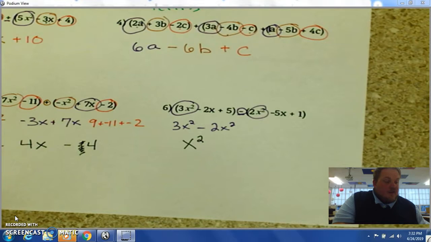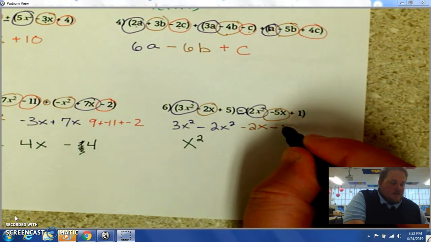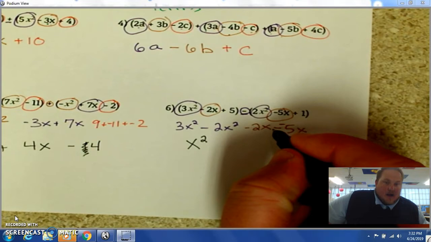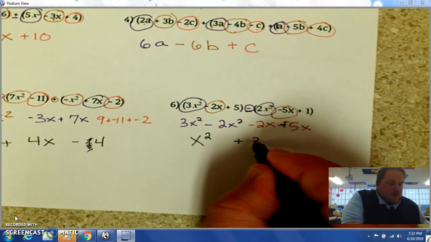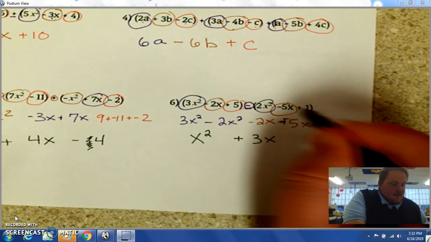And then negative 2x minus negative 5x. And it's a negative. And when you subtract a negative, minus a negative, remember it becomes positive. Negative 2 plus 5 is a positive 3x. And then you have 5 minus 1. And 5 minus 1 is 4.